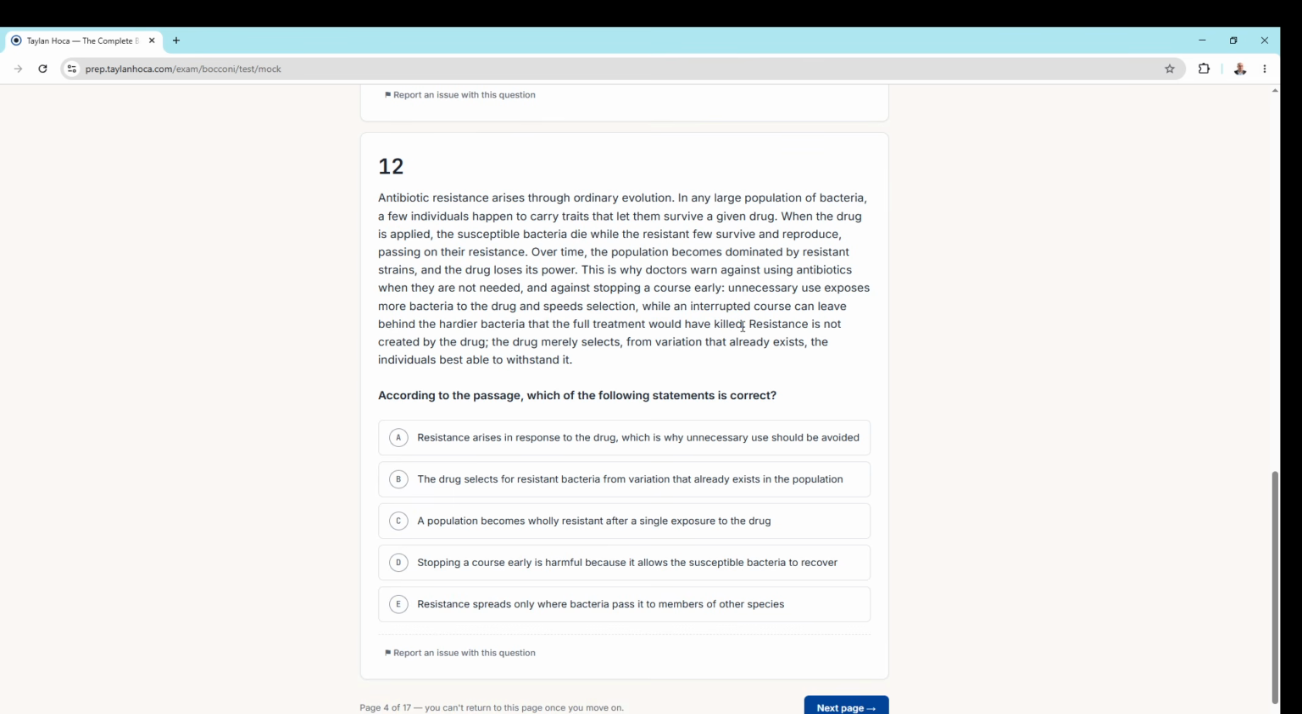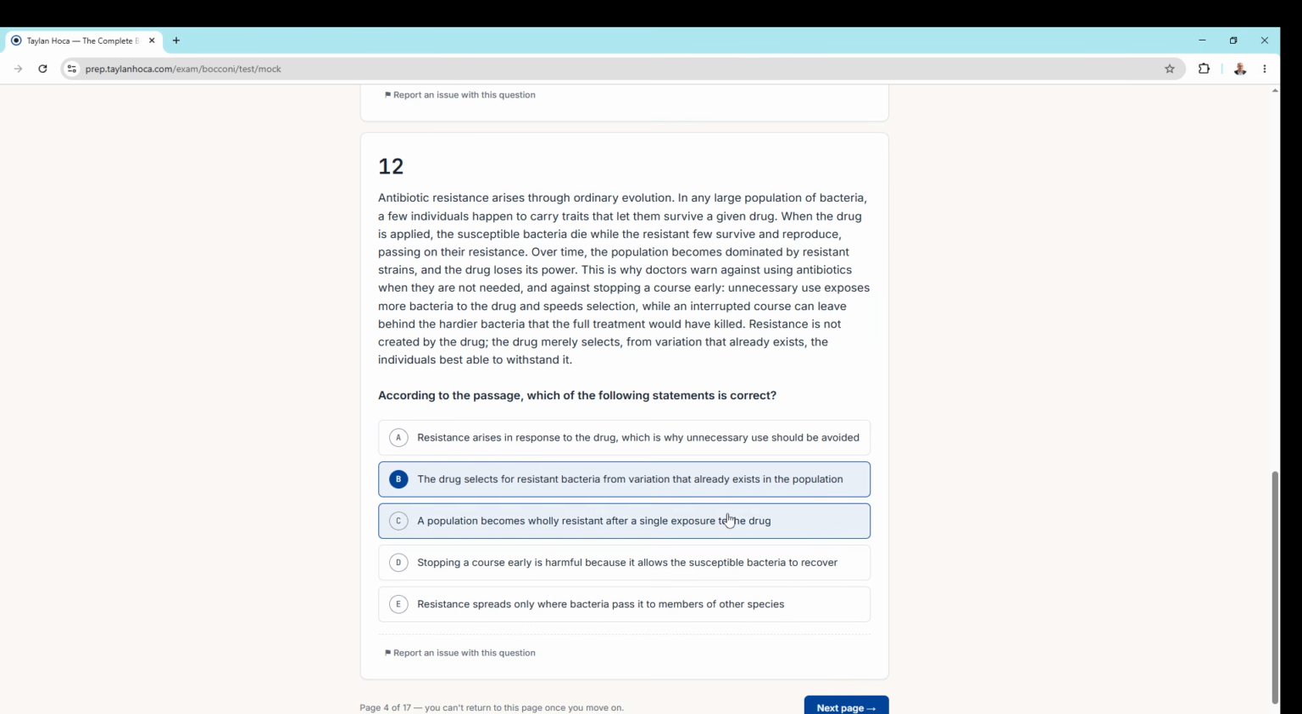Okay. So, interrupted course. Maybe they give the drug, then they stop for a while. Resistance is not created by the drug. The drug merely selects from variation that already exists; the individual best able to withstand it survives. Okay. So, resistance arises in response to the drug, which is why unnecessary use should be avoided. I am a bit skeptical of this. Let's see. The drug selects for resistant bacteria from variation that already exists in the population.